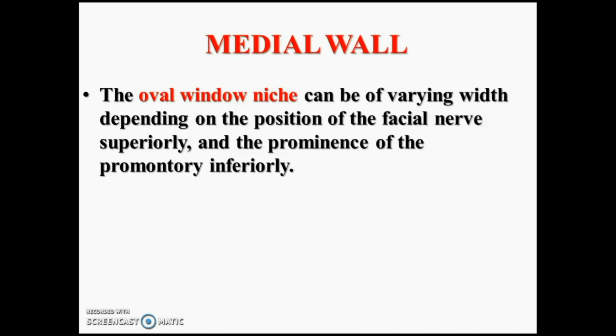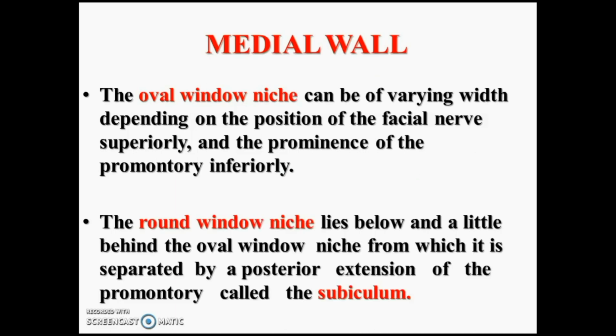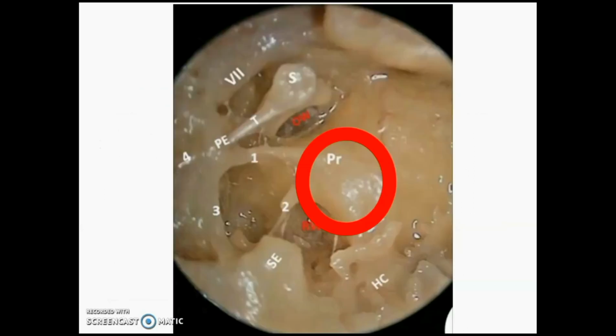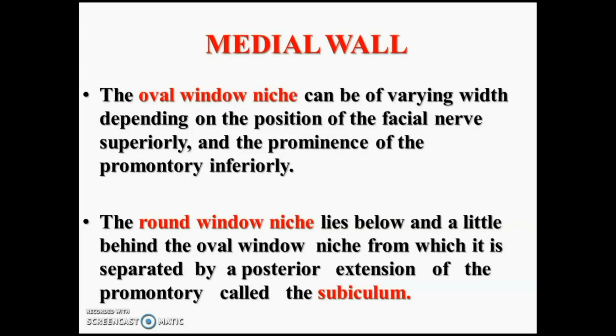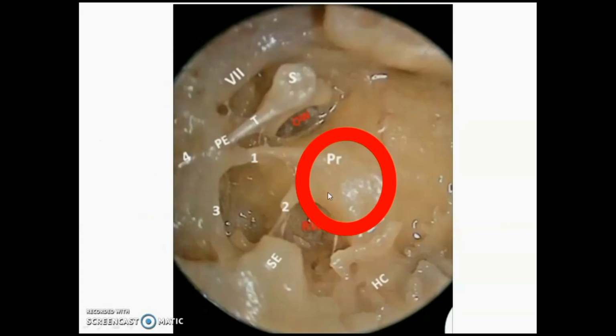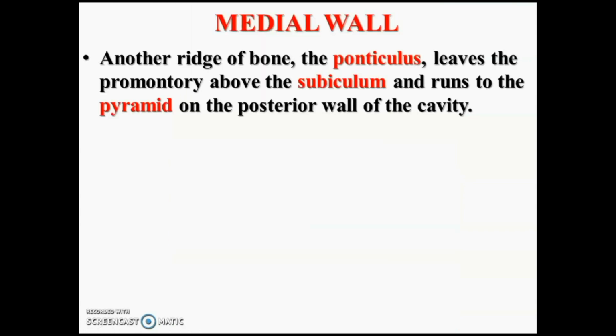So the oval window, that bony part, can be of varying width depending on the position of the facial nerve, and the round window position is below and behind the oval window. So it is separated from the oval window by the subiculum and sinus tympani there. You can see the oval window. This is the promontory. So the eminences you have already seen in the posterior wall are the ponticulus and subiculum, 1 and 2. And you can see there, the oval window and round window are separated from each other by the ponticulus, subiculum and sinus tympani.